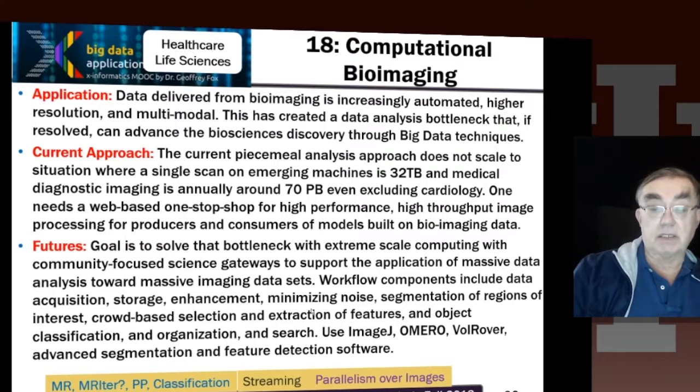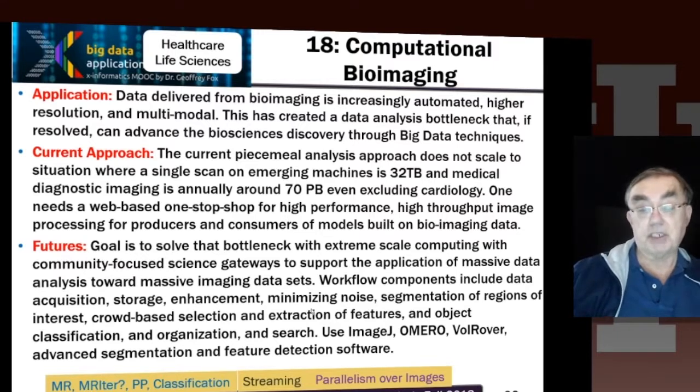And there's a set of image processing libraries mentioned here, which I'm not personally familiar with: ImageJ, OMERO, and VolRover.